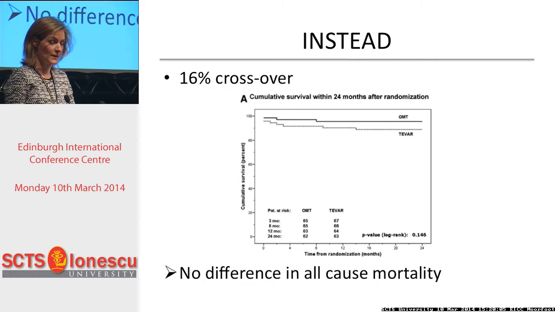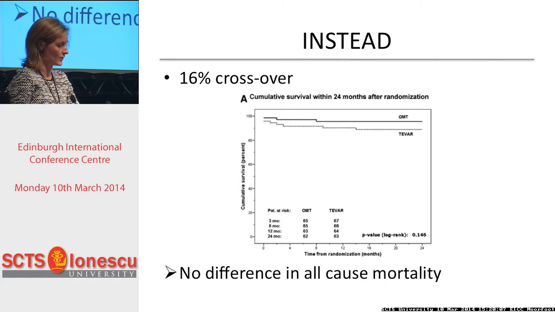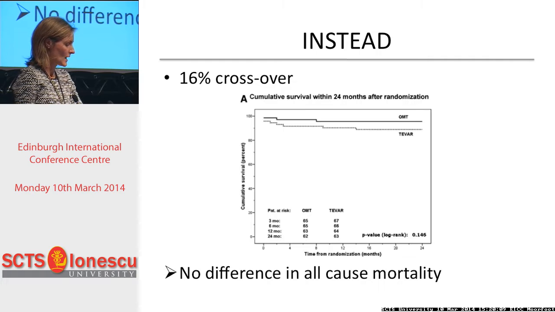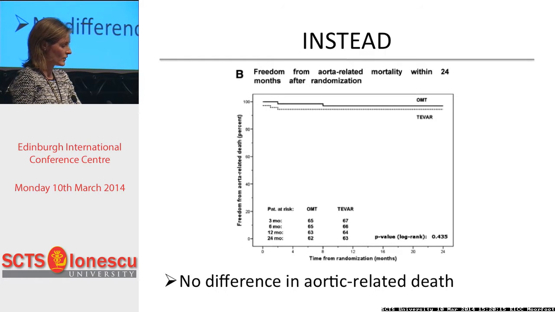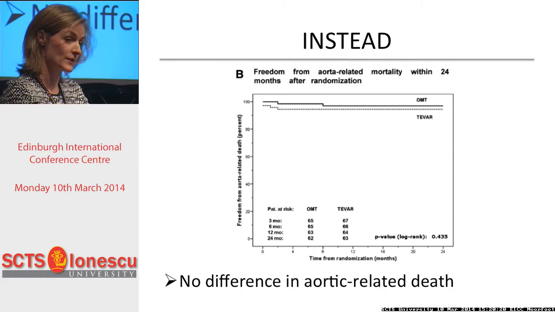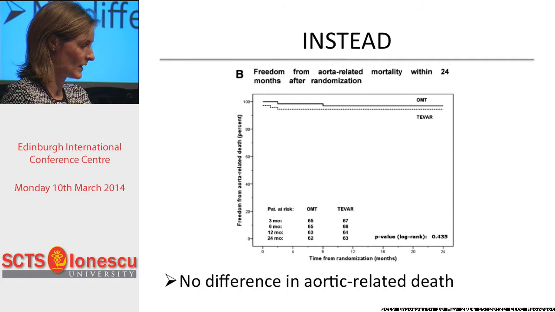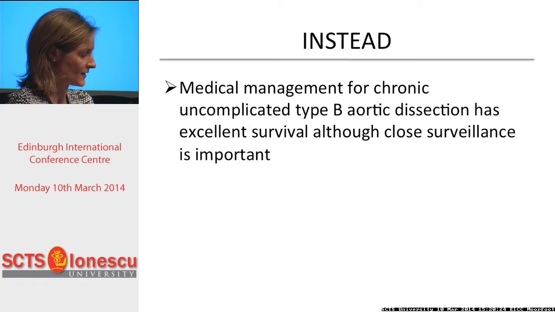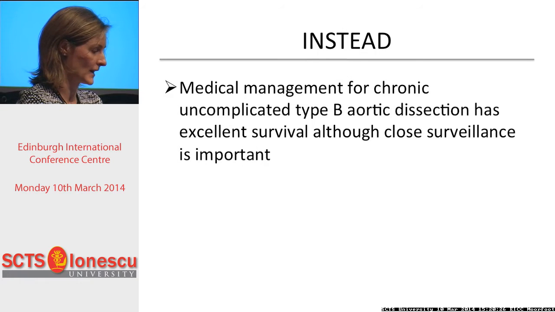They also had a 16% crossover from best medical therapy to best medical therapy and stent graft treatment, but at 2 years, they found there was no difference in all-cause mortality between the two groups. They then looked at freedom from aortic-related mortality at 2 years and again showed no difference in aortic-related death. And in the conclusion of this study, they said that medical management for chronic uncomplicated type B aortic dissection has excellent survival, although close surveillance is important.